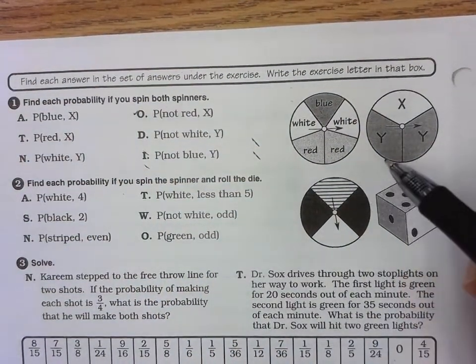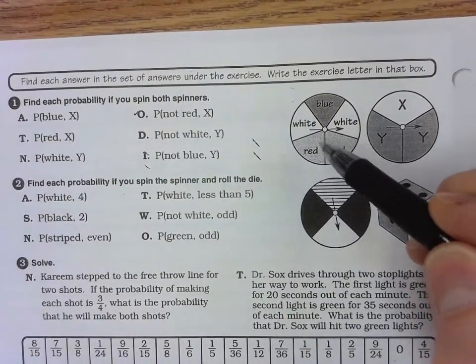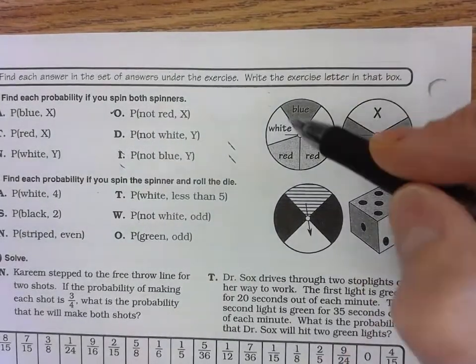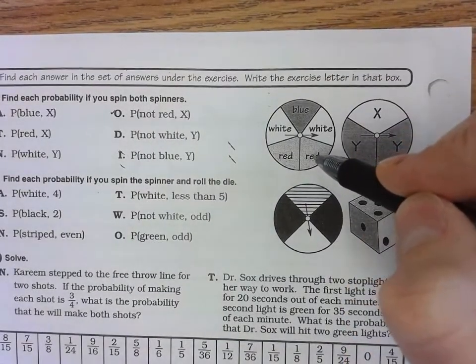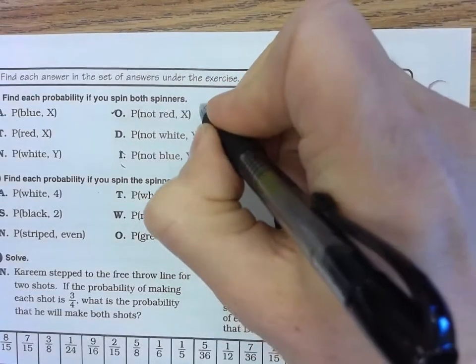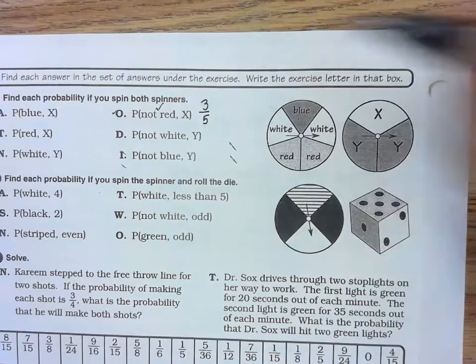What is the probability of not red? If you look at this spinner, hopefully you can see there are 2 sections that are red, but there are 3 sections out of the 5 that are not red. So right here I'm going to write 3/5, and I got that part.